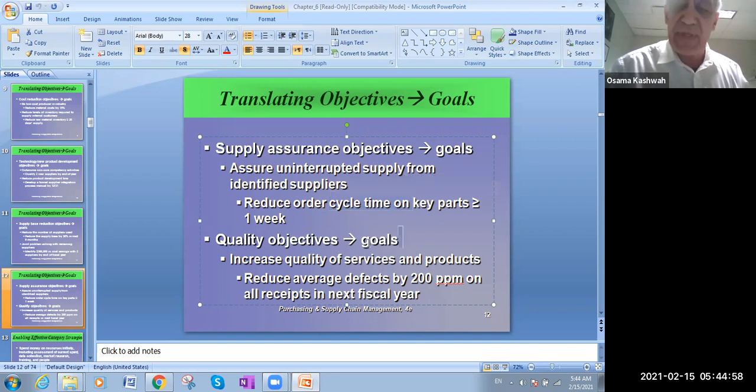Quality objectives. How about the quality? I said before that quality is a continuous process that is always going on. This is the quality. It's a continuous process which is always going on. So I will keep on the quality always in all the phases of production or in all the phases of the purchasing. Okay.